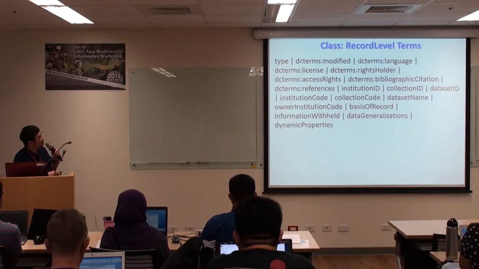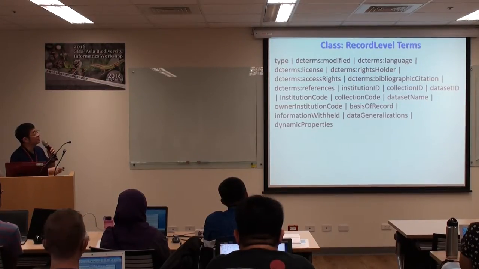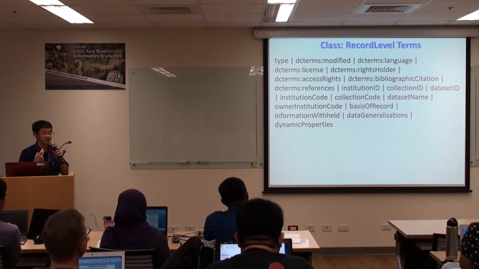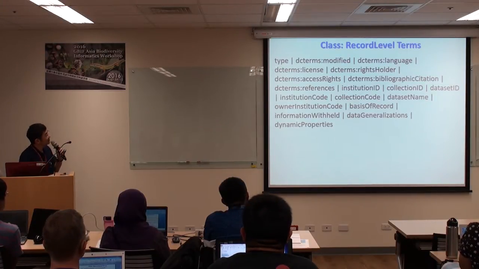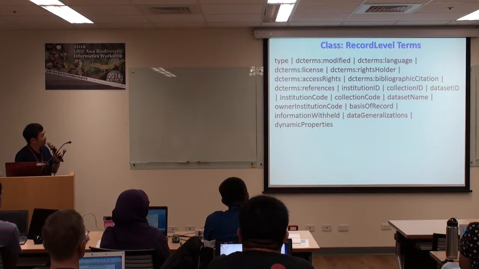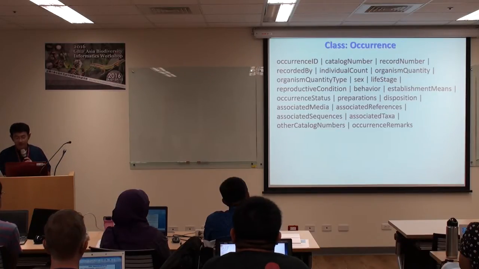Any terms starting with dcterms are already used in other databases, the Dublin Core Metadata Initiative, DCMI. So it also provides compatibility with other databases. This is a good point. Starting from type, institution code, collection code, dataset, the owner, and basis of record, like observation or specimens, information withheld, those things.